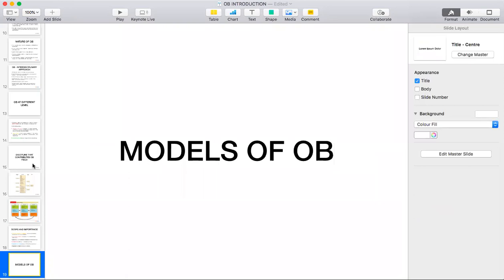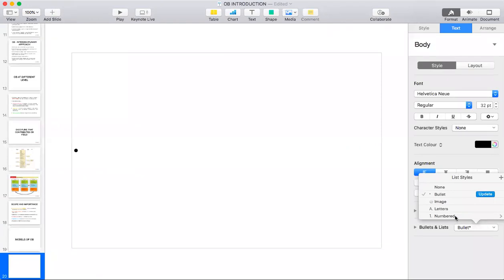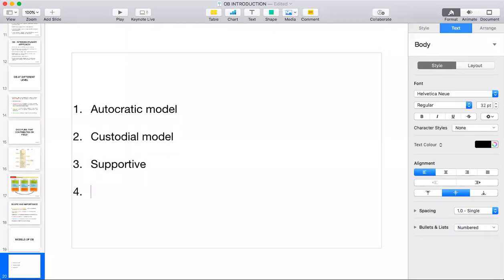Now, basically, we have 4 major models of OB. The first one is called the Autocratic Model. The second is called the Custodial Model. The third is called the Supportive Model. And the fourth one is called the Collegial Model. Okay, so let me just type it. The first is Autocratic Model. The second one is Custodial. The third one is Supportive. And the fourth one is Collegial.